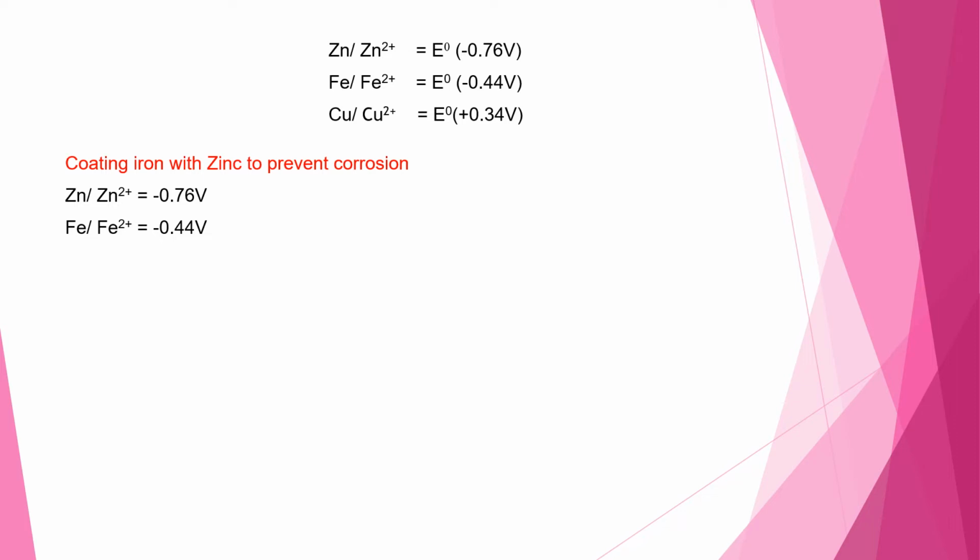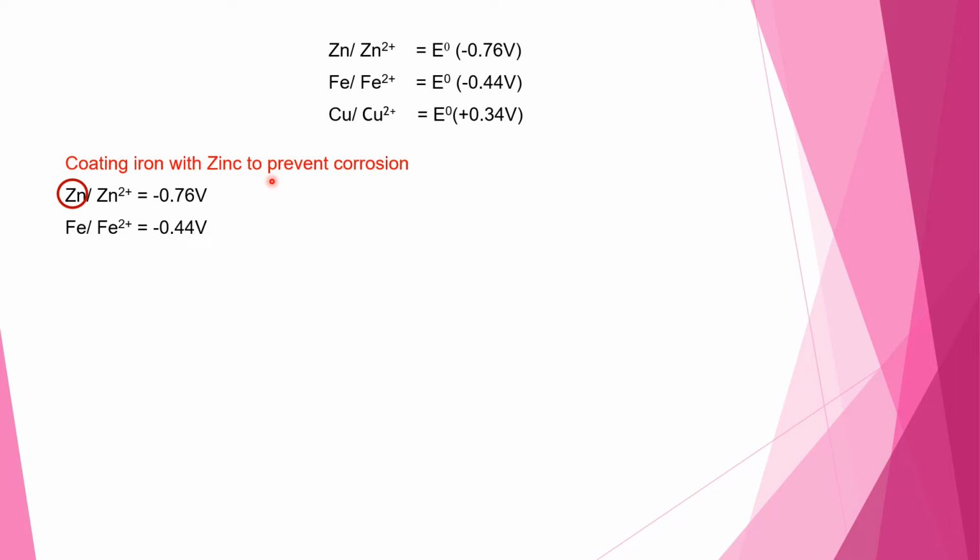So we say that is our oxidation cell. So in this case, the more negative value is negative 0.76 volts. So that will be our oxidation cell. So out of these two chemicals, zinc and zinc ion, it is zinc that is going to get oxidized.